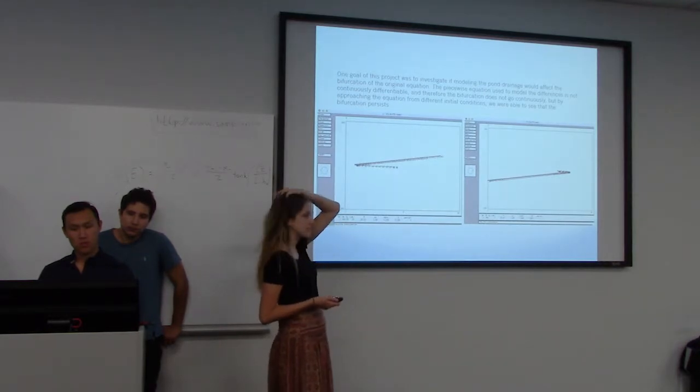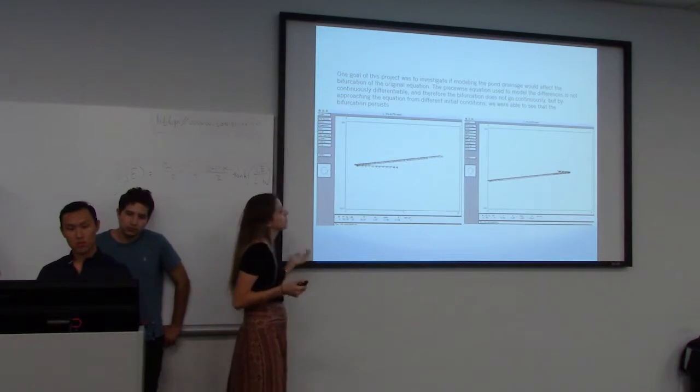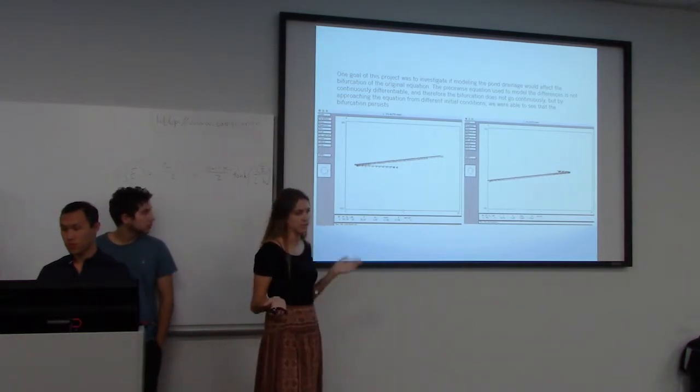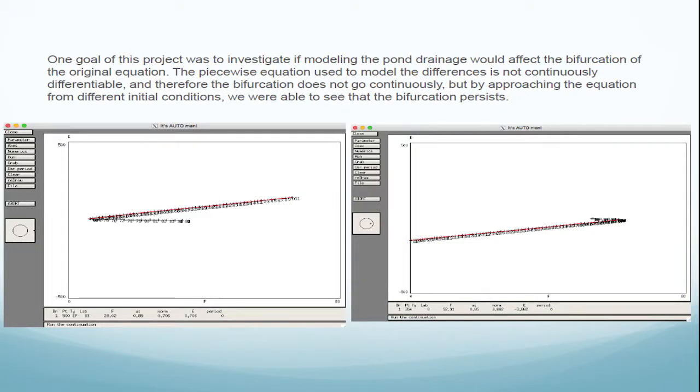And then we wanted to see the bifurcation as well. We wanted to see if it persisted, but since we were creating a piecewise function, it's not continuously differentiable. However, by coming at it from two different initial conditions, we were able to get half of the model on either side. So we can see that the bifurcation does persist, we just couldn't get it on one continuous graph.